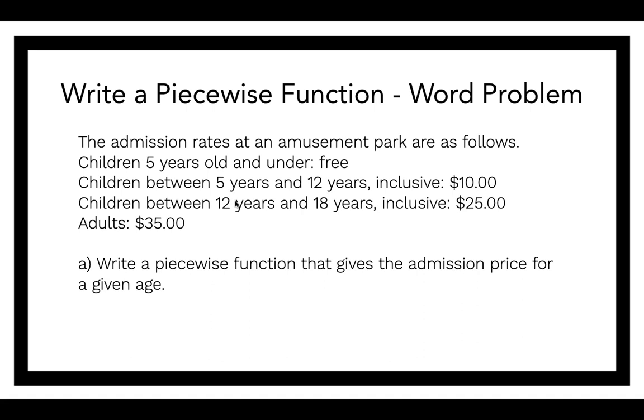So for the same thing for this next one, between 12 and 18 inclusive. So 12 was included in this one, so it cannot be equal to in this bottom one. 18 is inclusive, so it is equal to. So then adults, because 18 was included, adults would be strictly greater than 18.